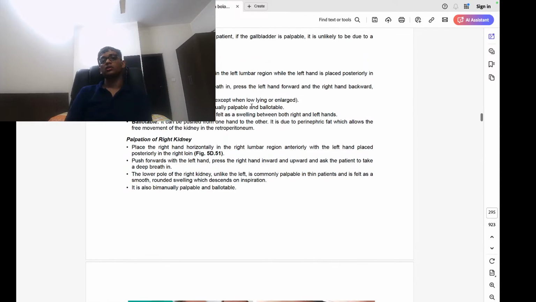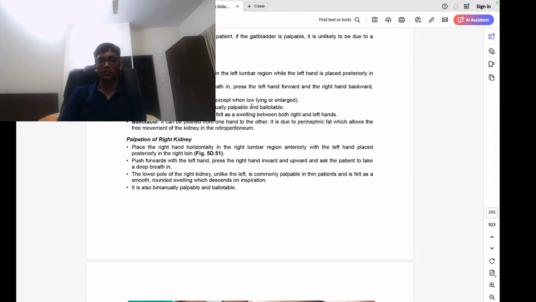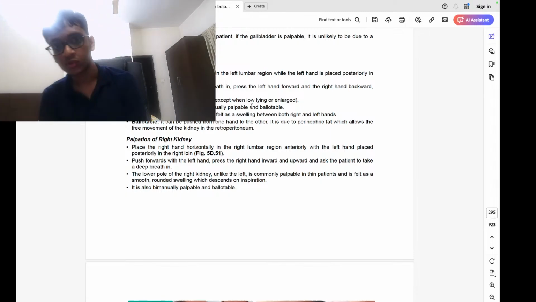Then examination of the kidney, examination of the left kidney. The right hand is placed anteriorly in the left lumbar region, while the left hand is placed posteriorly in the right loin.